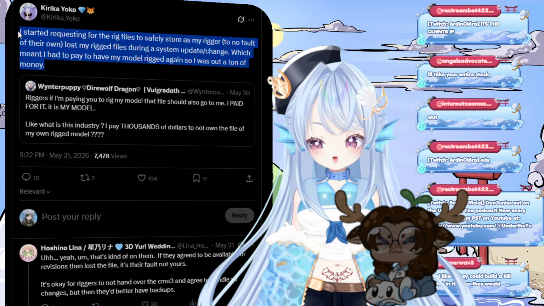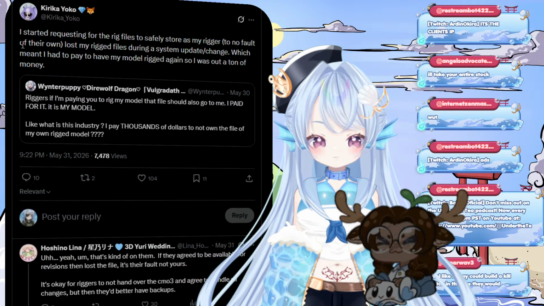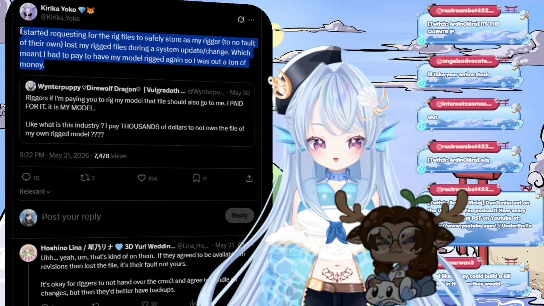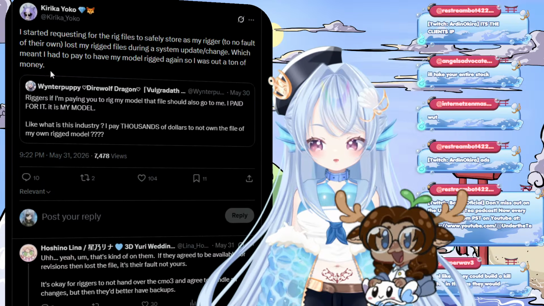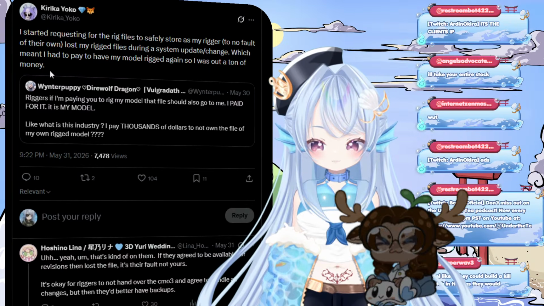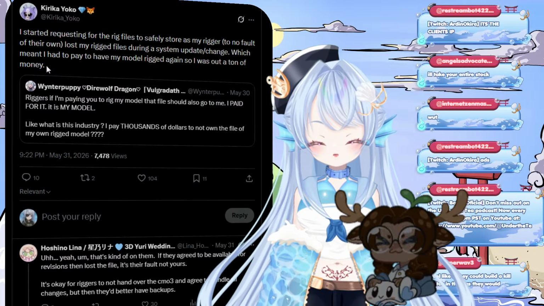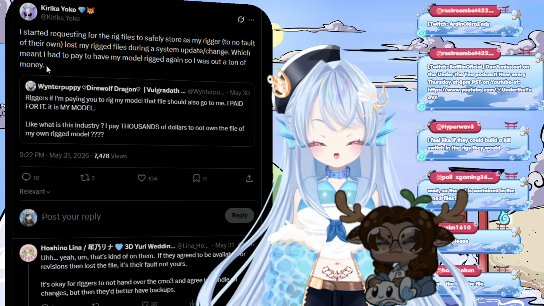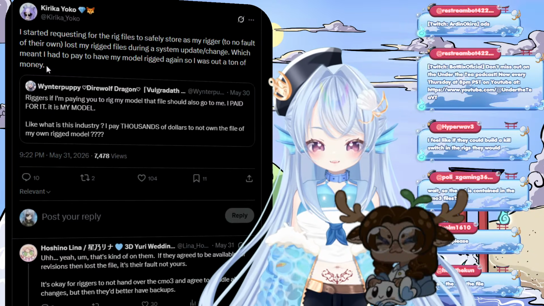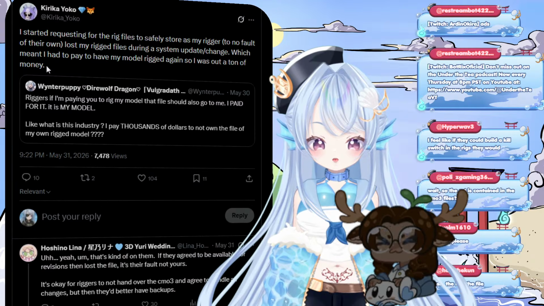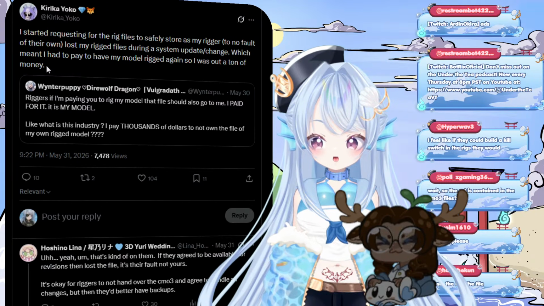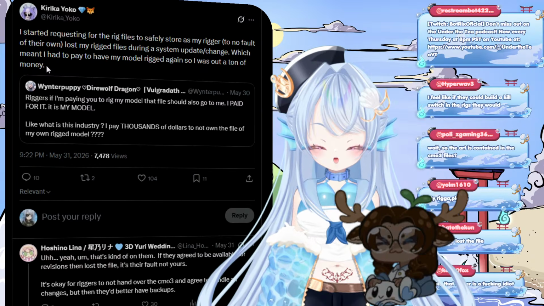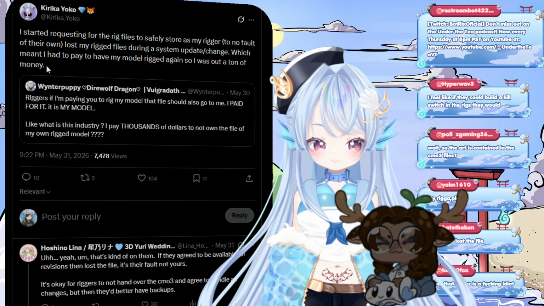This was somebody whose rigger wasn't even bad, but their rigger ended up losing the files due to a system malfunction. I still call your rigger bad because they made you pay for something they lost. Yeah, but that's kind of what we're saying, though. If you don't get the files from your rigger, it doesn't matter how nice your rigger is. There is a possibility that it still gets lost, and you are still on the hook for it.